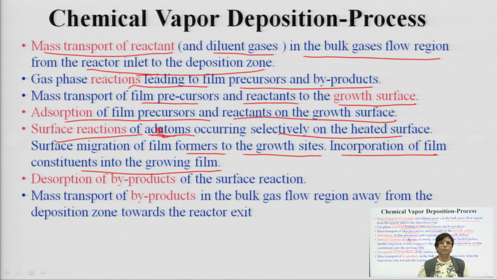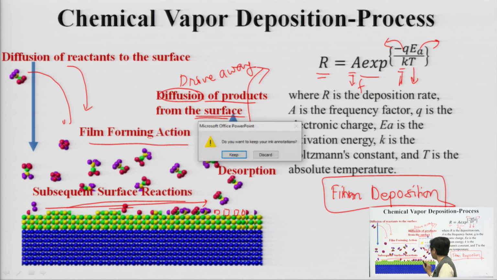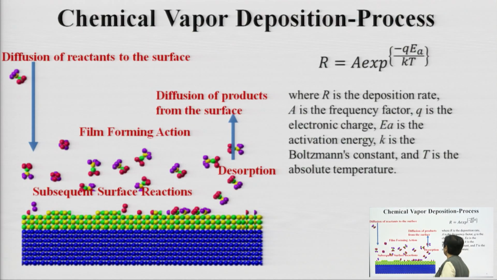Surface migration of film formers to the growth sites: wherever that chemical reaction happens, there the growth will happen. Then there is incorporation of the film constituents into the growing film. These will reside onto the sites where the reaction happens, and they will get incorporated into those sites, and that will result in formation of the film. So, this is how your process will start.